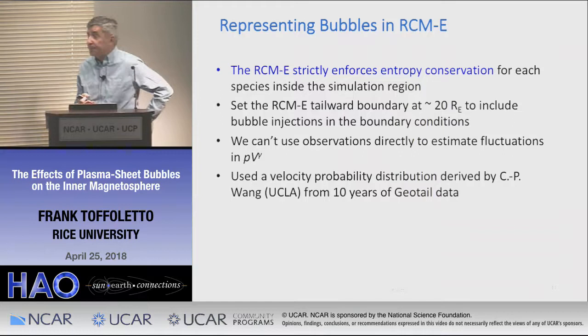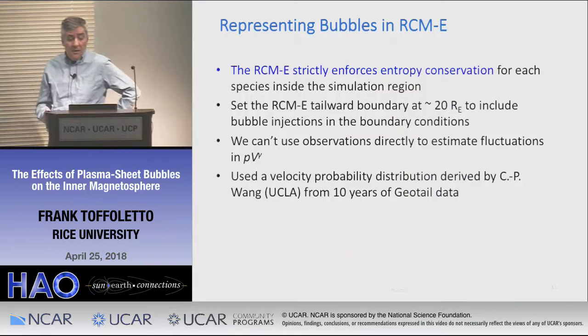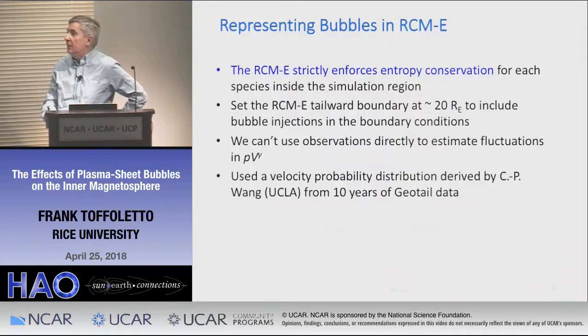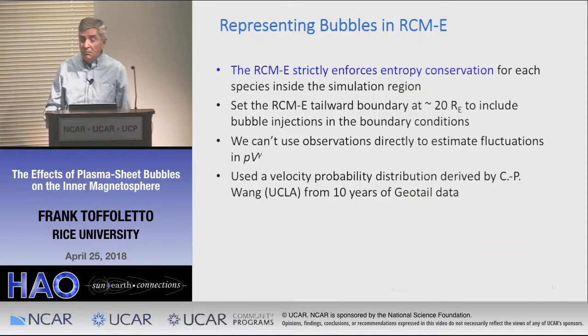Because the RCM is designed as a code to strictly enforce entropy conservation, we can use it to track these bubbles individually within the system, very carefully and very precisely. And we do that by modifying our outer boundary condition. We have a statistical boundary condition that we use, and we estimate what that boundary condition should be based on statistics. These bubbles are also observed to be moving at rapidly varying speeds, to hundreds of kilometers per second. We don't have a model for that, so we use the statistical model to modify the boundary condition for the flow at the inner boundary as well.